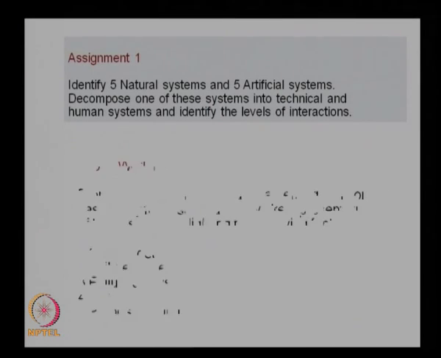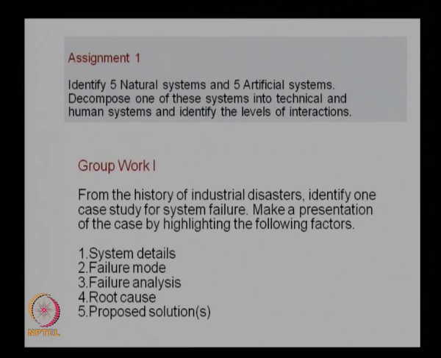As I gave you many examples, like a railway reservation system, or a satellite system, or a missile system. So, you take any artificial system which you find interesting, try to analyze this system and then get the technical and social or human dimensions and the interaction between the human and the technical system. This is the first assignment, and I would like to give you a group work.